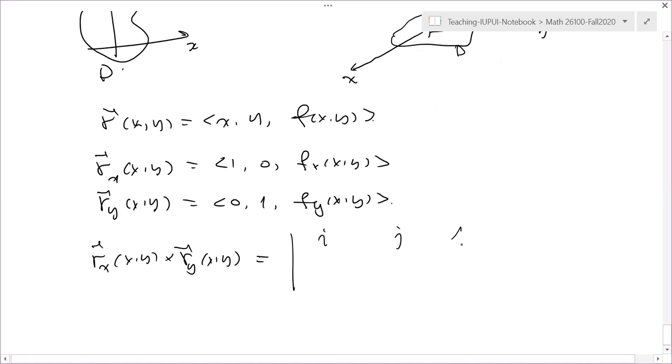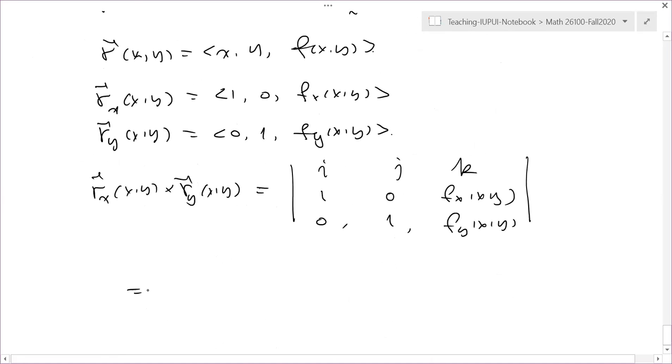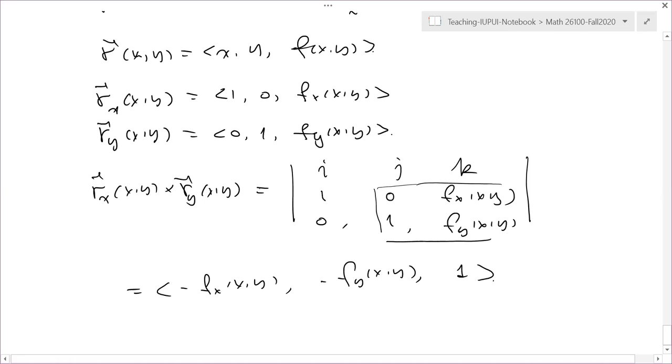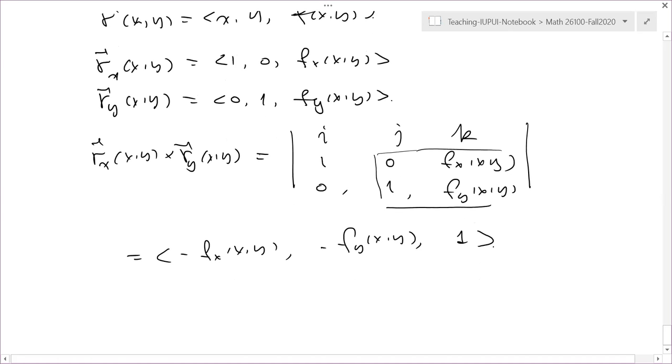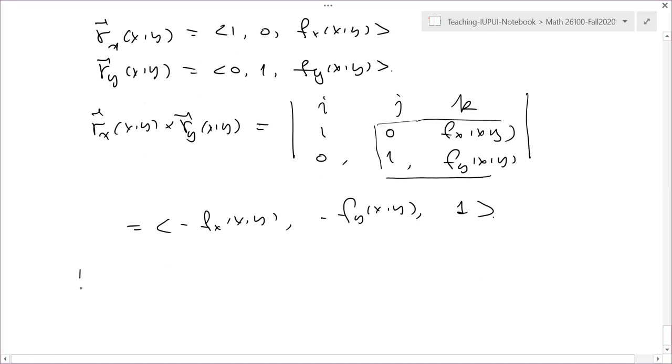So how about i, j, k, with rows (1, 0, f_x) and (0, 1, f_y). Let's see. The first component will be negative f_x, the second one is negative f_y, and the third one is 1. Look at the first one: the determinant of this matrix will be negative f_x. So this is the normal vector.